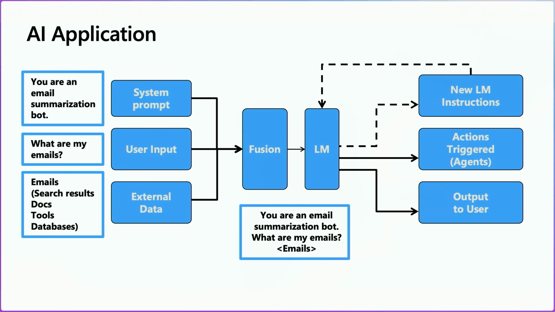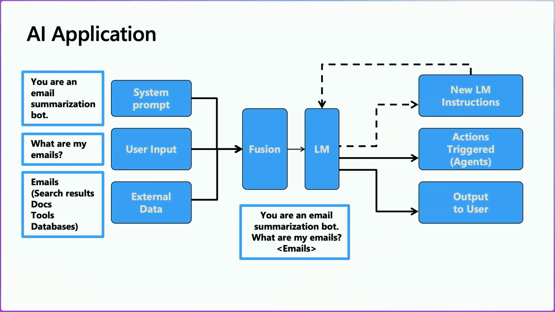In addition to the system prompt and your direct user input, there can also be retrieved data as well, which could be things like emails, search results from the web, documents, tool responses, or output from database queries. In this example, this is an email summarization application. So the system prompt is, "you're an email summarization bot." And the user input that you're typing in is, what are my emails? And the external data that's retrieved are your emails.